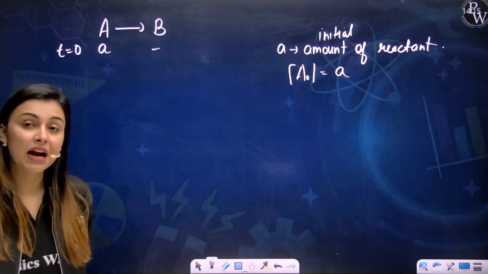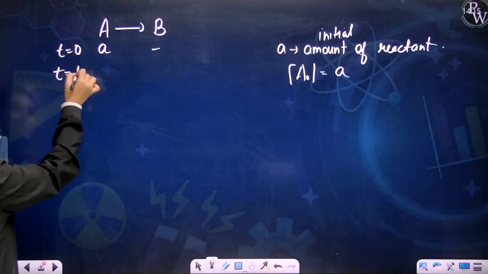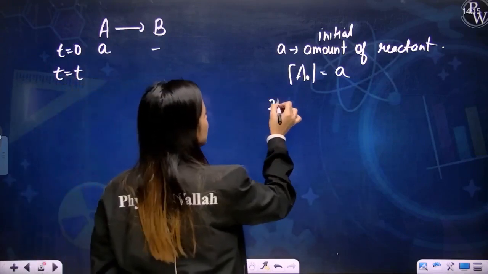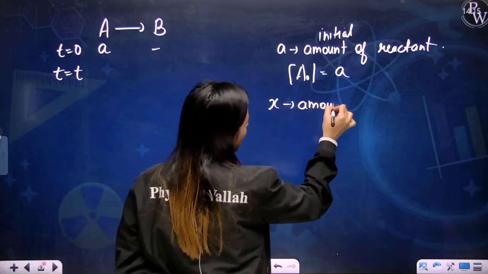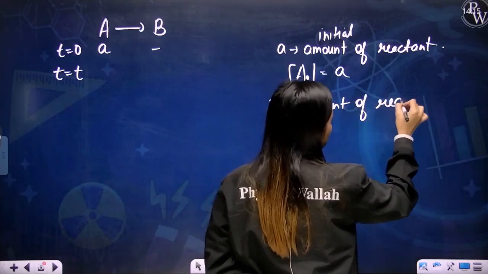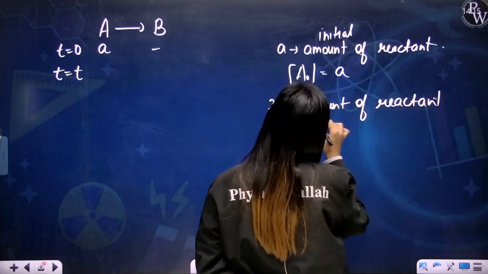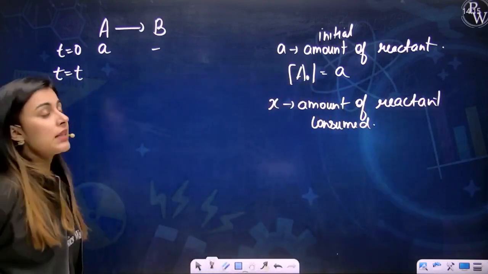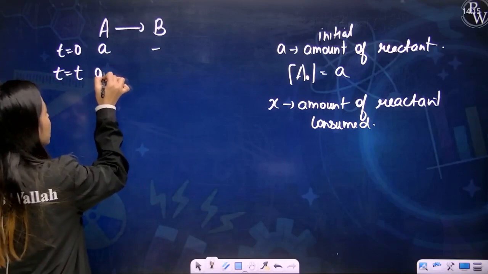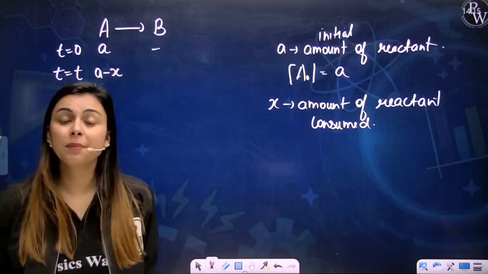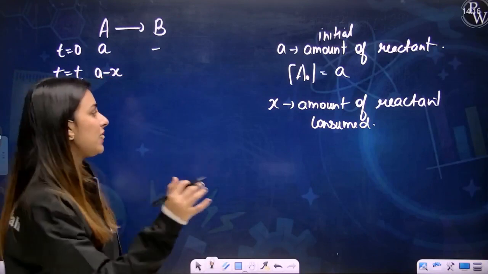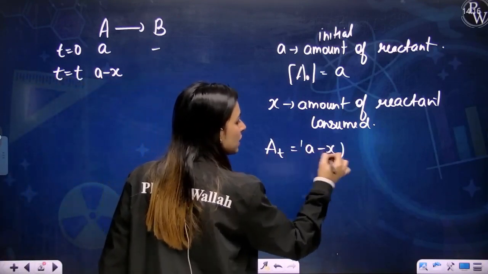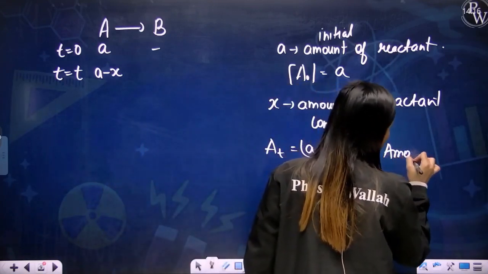No reaction took place. After some time t, let's say some reaction took place and X amount of your reactant is consumed. So what is X? The amount of reactant consumed. If X amount of reactant is consumed, this means that A minus X amount of your reactant is left. So can I say that at is actually equal to A minus X, and this is the amount of reactant left.